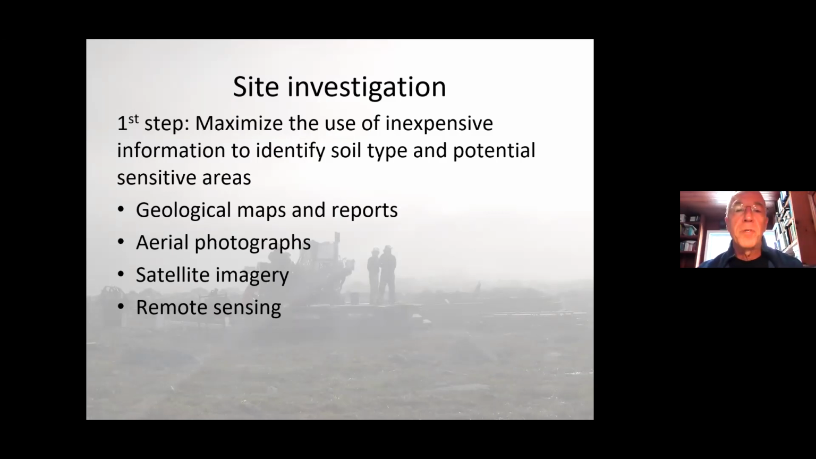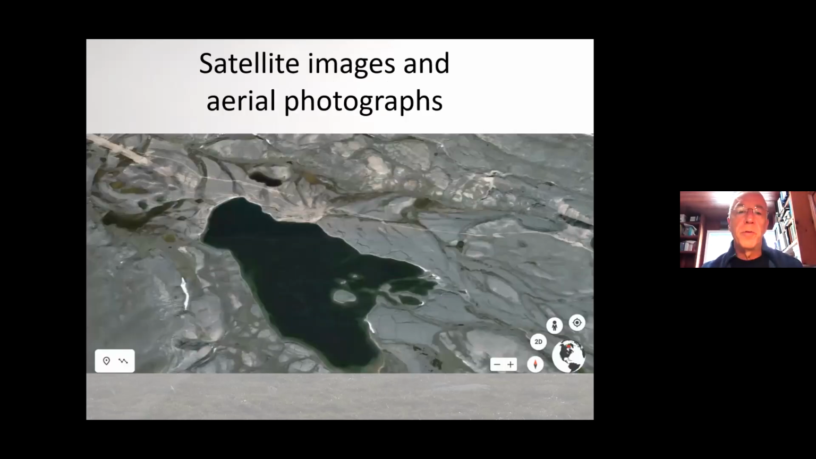So geological maps and reports are usually free and easy to access. Aerial photographs cost a few bucks, but they are easy to access. Satellite imagery is again a very good source of information, and so is information from remote sensing. All this information is relatively inexpensive and provides lots of preliminary information on the project. Just to give you an example, this is a basic Google Earth image from a site on Baffin Island, and you can easily get lots of information from just that image.